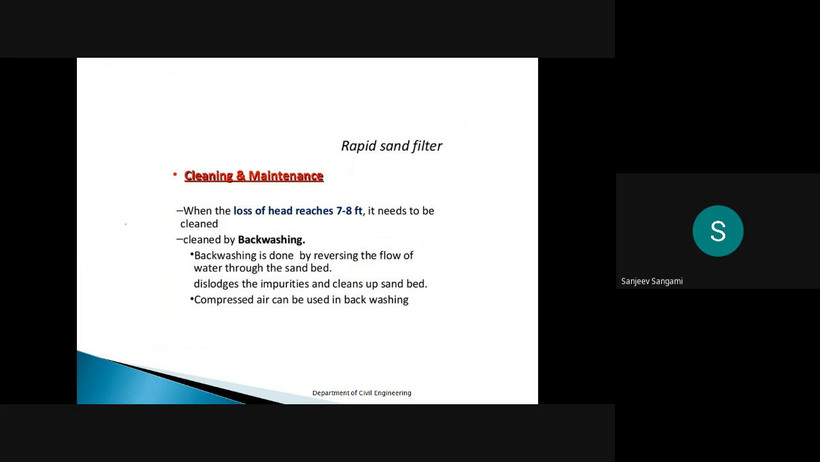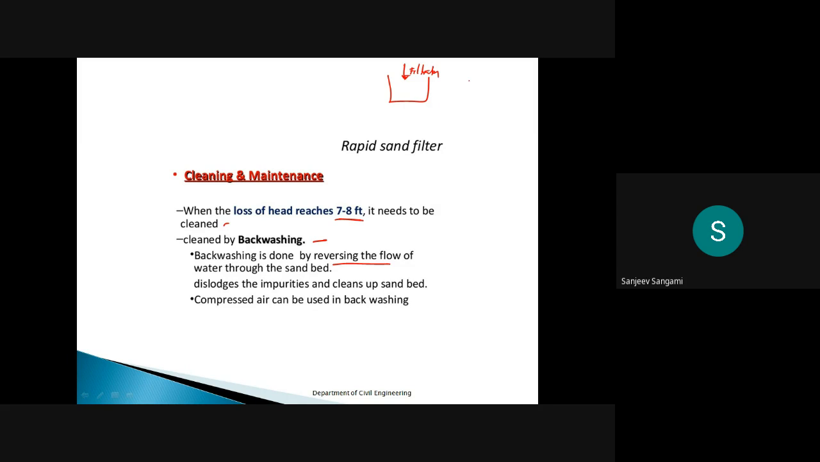Okay, then cleaning and maintenance. When the loss of head reaches 7 to 8 feet, it has to be cleaned, and it is cleaned by backwashing. I already told it. So exactly the backwashing is going to help. Backwashing is done by reversing the flow of water through the sand bed. I said that this is the flow of water, filtration.